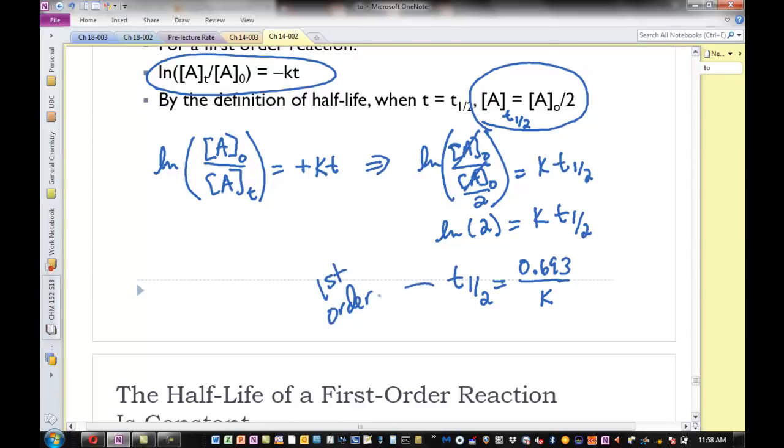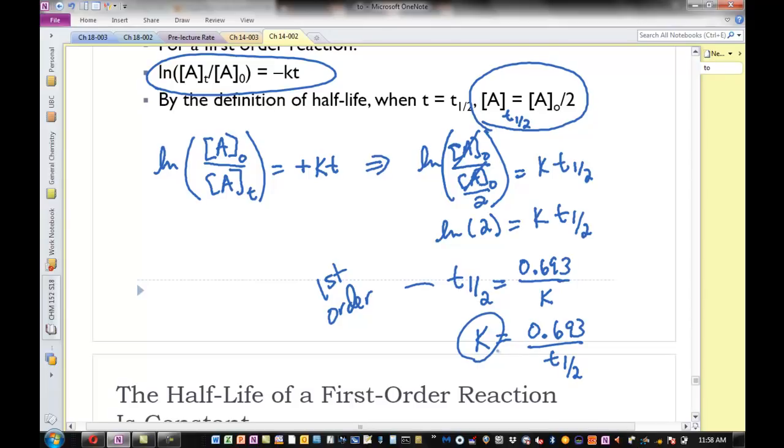And as you saw in ALEKS this week, you can rearrange this. Quite often, we'll use the half-life to solve for the rate constant. So knowing the half-life of the reaction, we can solve for k. You would just need to rearrange this equation. 0.693 divided by the half-life will give you that rate constant.